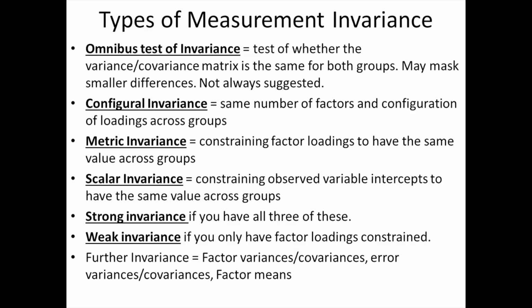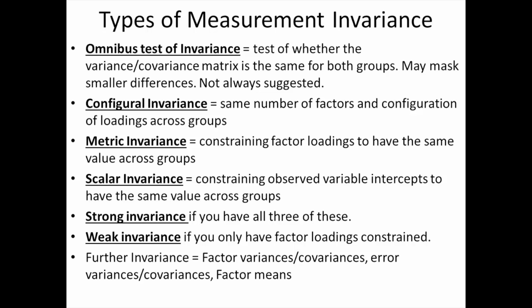And one of the challenges we run into with invariance tests is that if we examine a large number of constraints at one time, such as with an omnibus test, we may actually mask differences that we might find in smaller parts of our model, because the differences in some parts of our model may not be significant, but differences in other parts might be. So it's important, I think, to take a little more specific approach than to just do an omnibus test.